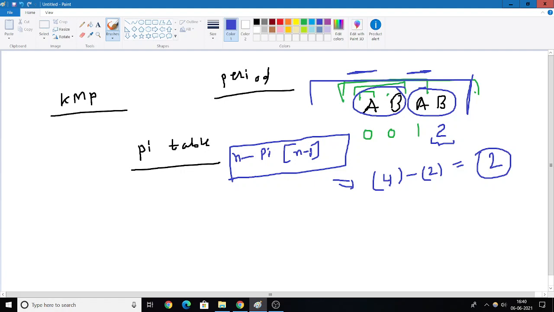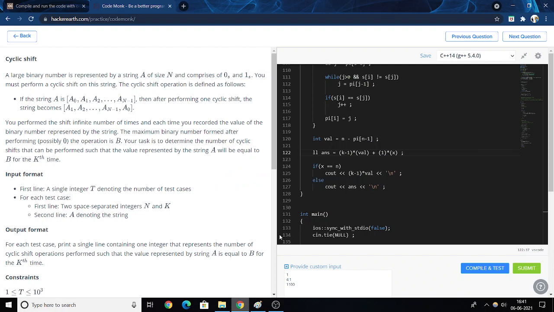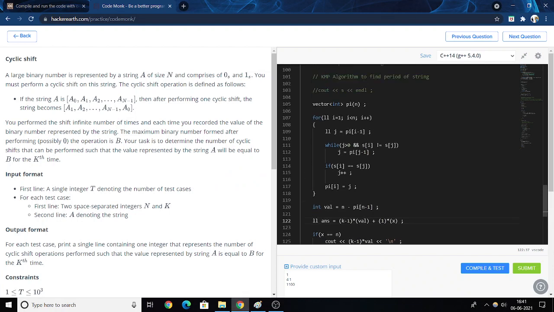So if you know how to create a pi table, then I don't think it's very difficult. You just create the pi table and subtract the last value from the length of the string, and that would give you the period of that string. There are other ways as well to find the period, but I think this one is the easiest. And yes, this is the code to find the period of this string.